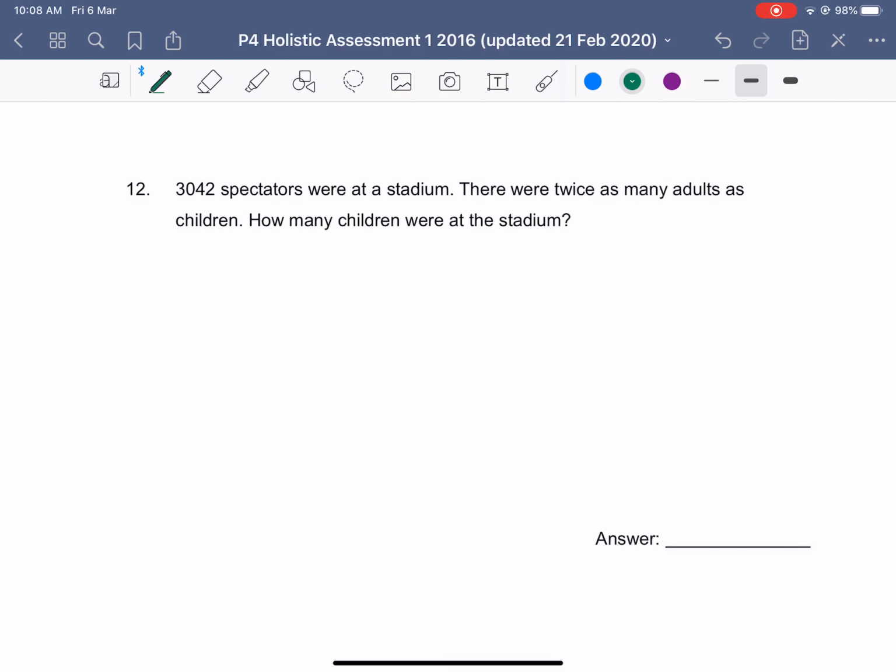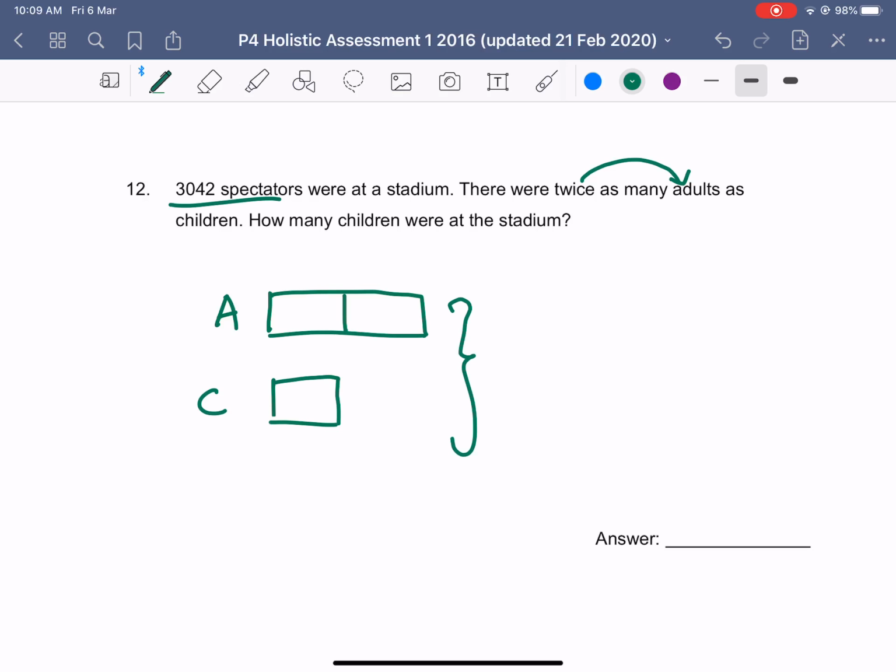3,042 spectators were at a stadium. There were twice as many adults as children. So adults will be twice as many compared to children. And I'm told that there's a total of 3,042. If you take a look at the nicely drawn model, these are all equal units. So how many equal units makes up 3,042? It is 3 units.